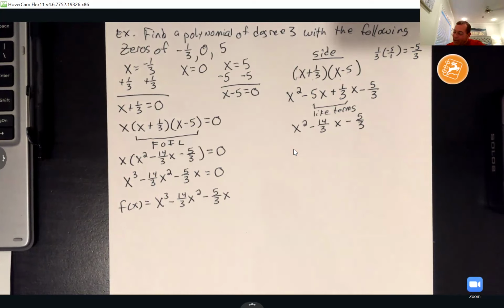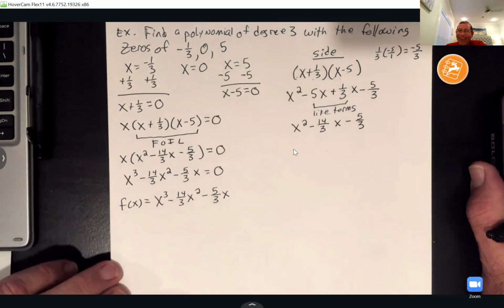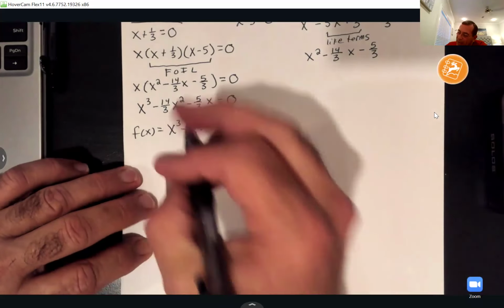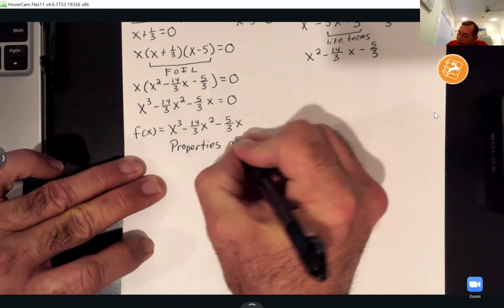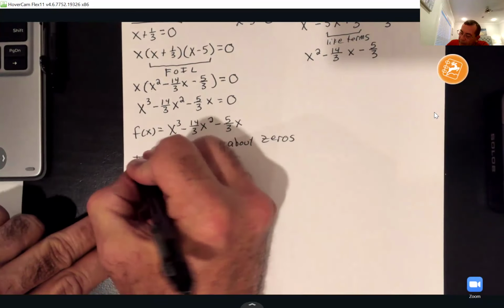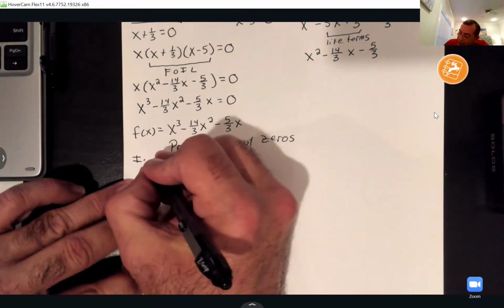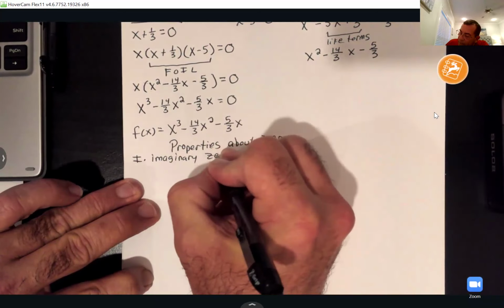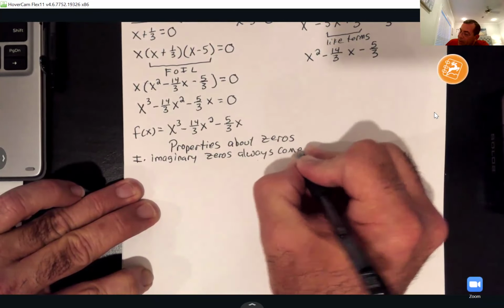All right, y'all. So the last thing I'm going to show y'all today is just a little. We're not going to be FOILing for a little bit now, okay? But it's what we call little properties about zeros. So the first property: imaginary zeros always come in conjugate pairs.